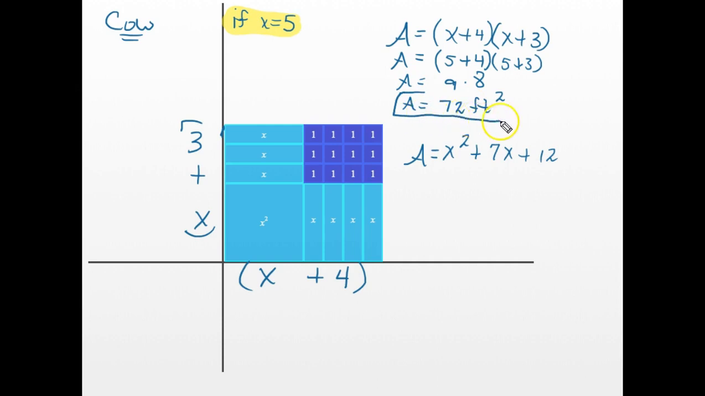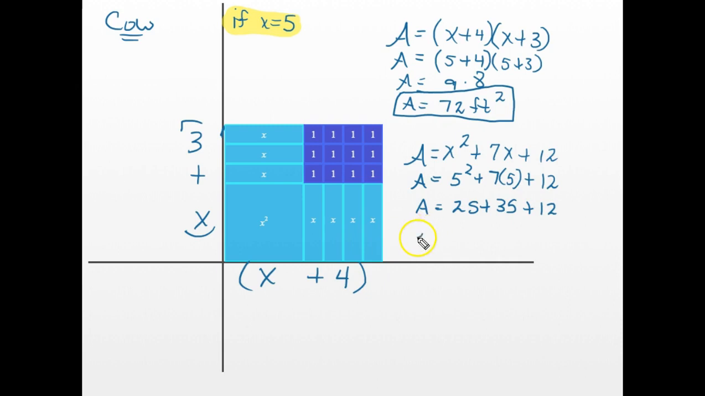And we can substitute it into our trinomial here, 5 squared plus 7 times 5 plus 12, and we get 25 plus 35 plus 12. 25 plus 35 is 60, plus 12 is 72 feet squared.